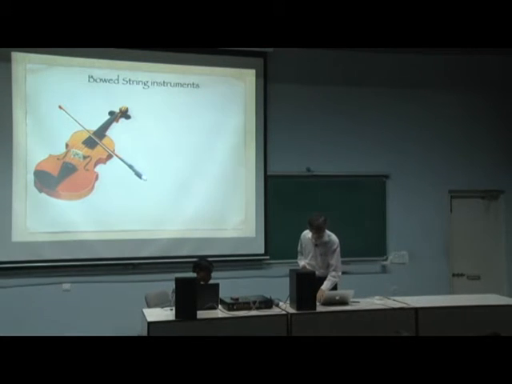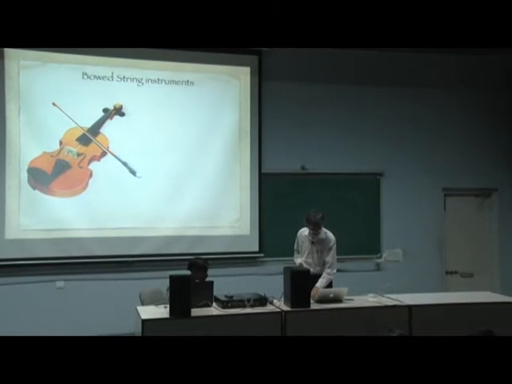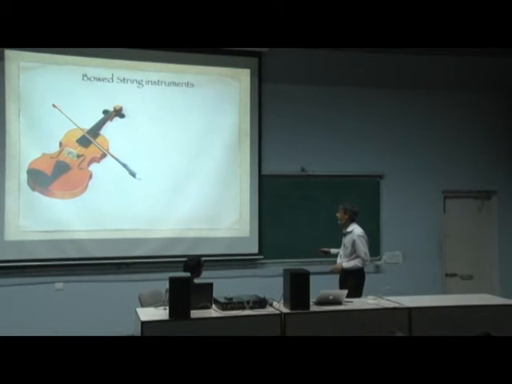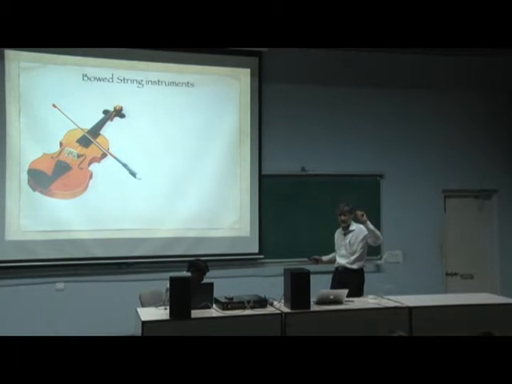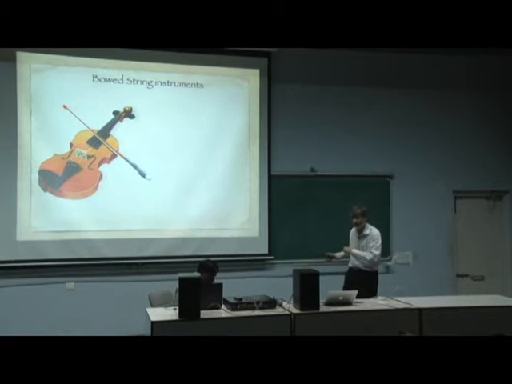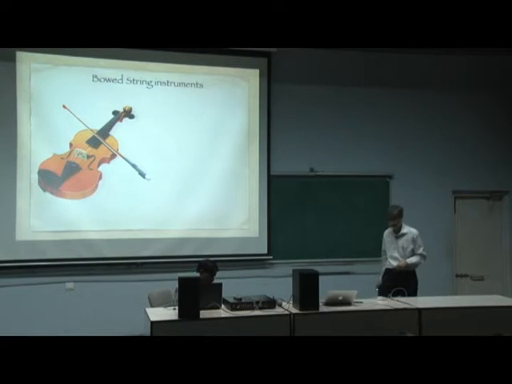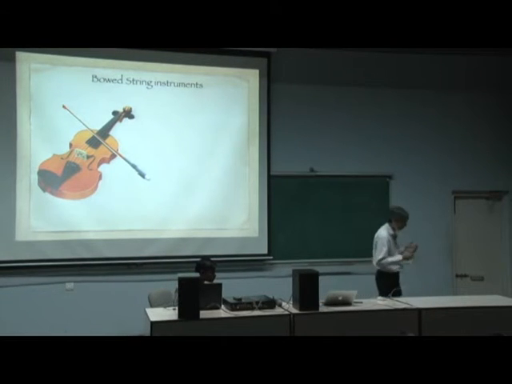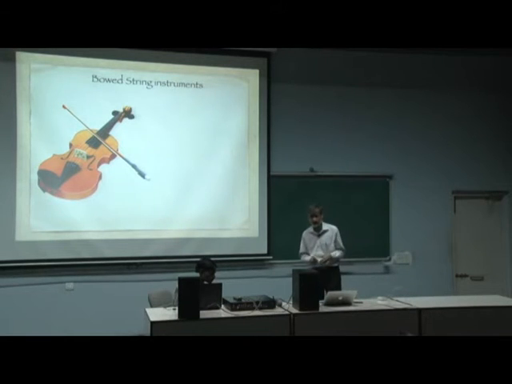So in a bowed string instrument, what you have is this bow carrying the point of contact of the string in the direction of bowing, and then it slips, and the string comes back. Now, there had been various conjectures before Raman as to how it actually operates.